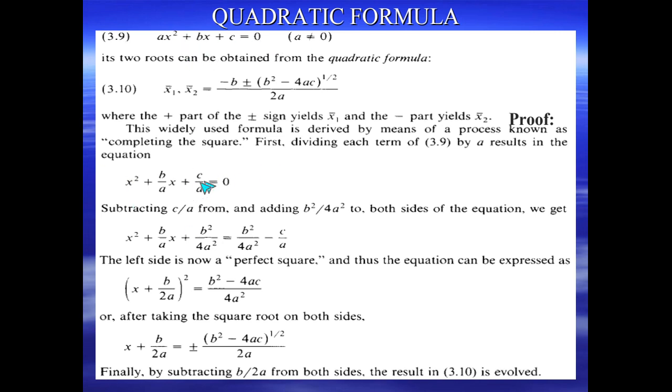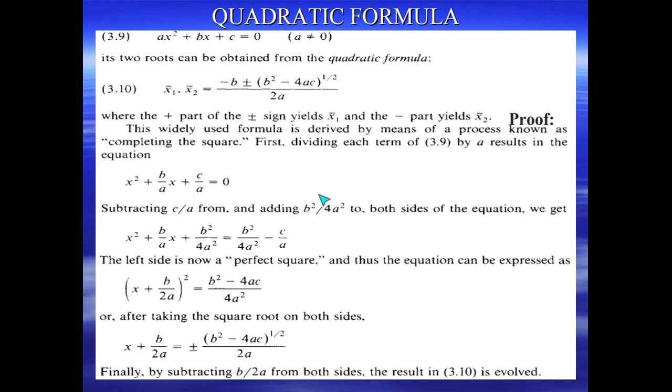All right. Then we subtract c over a, which means we add minus c over a to both sides. So c over a minus c over a disappear, they cancel each other, and at the right-hand side we are left with minus c over a. At the left-hand side we are left with x squared plus b over a x equals minus c over a. Great.